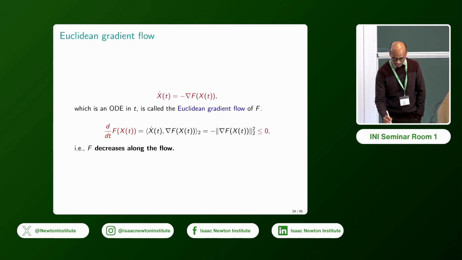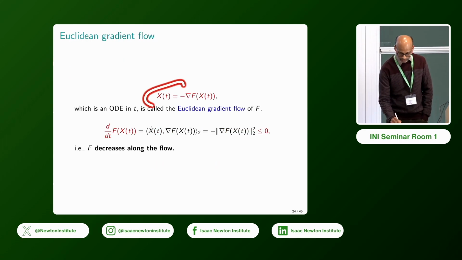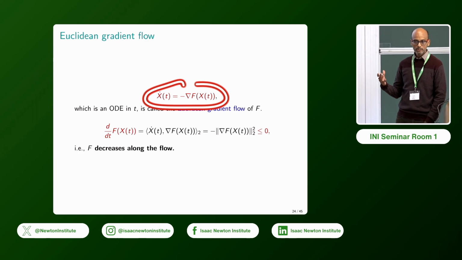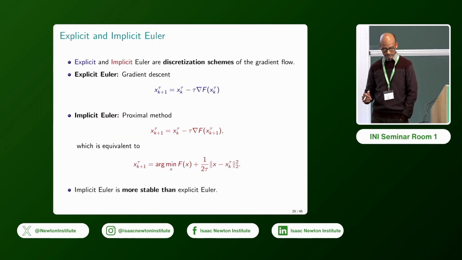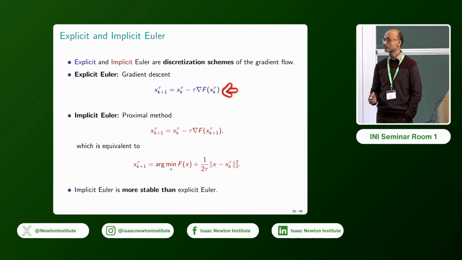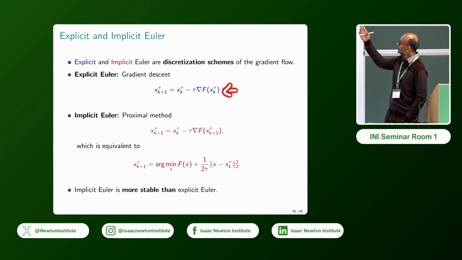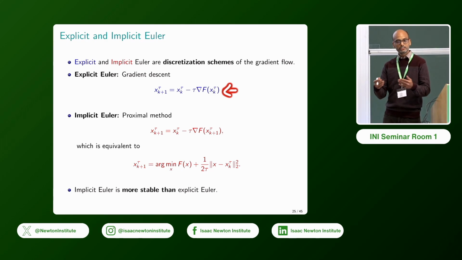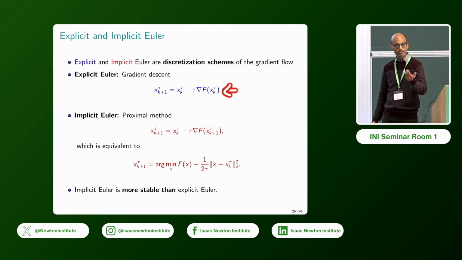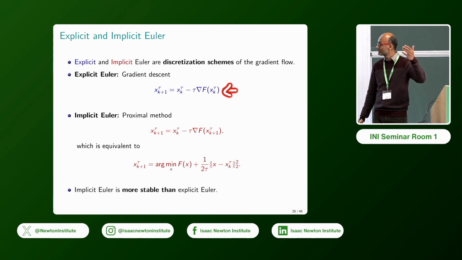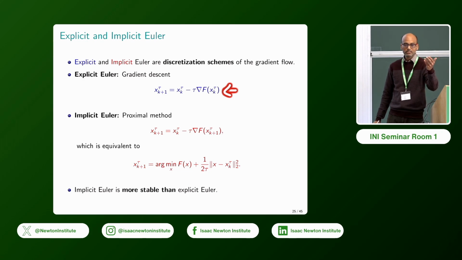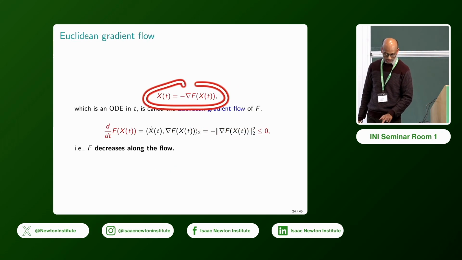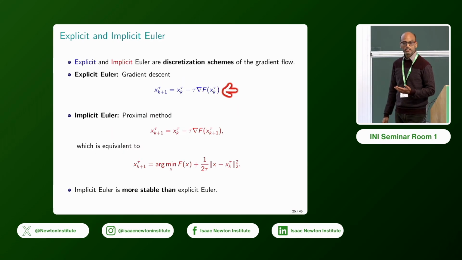So which means I have this ODE. We can actually discretize this ODE, right? One way to discretize this is called the explicit Euler, and explicit Euler is precisely your gradient descent. If you see, I have x_{k+1} minus x_k divided by the step size, and if I make the step size go to 0, the left hand side is approximating x dot, and the right hand side looks like the negative gradient of f.